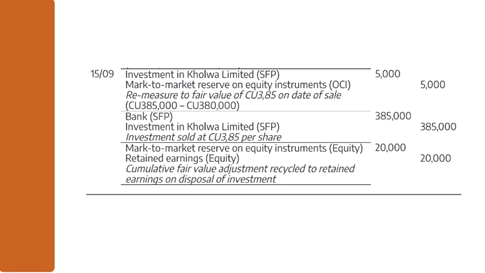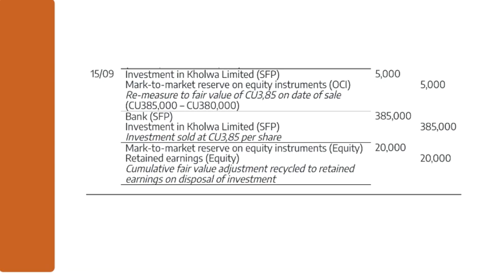What is the next step? You now de-recognize the investment. The investment is lying at fair value. Take it out. Credit your investment. Take out the investment, de-recognize, and the debit is bank. You sold the shares, you received money for it.